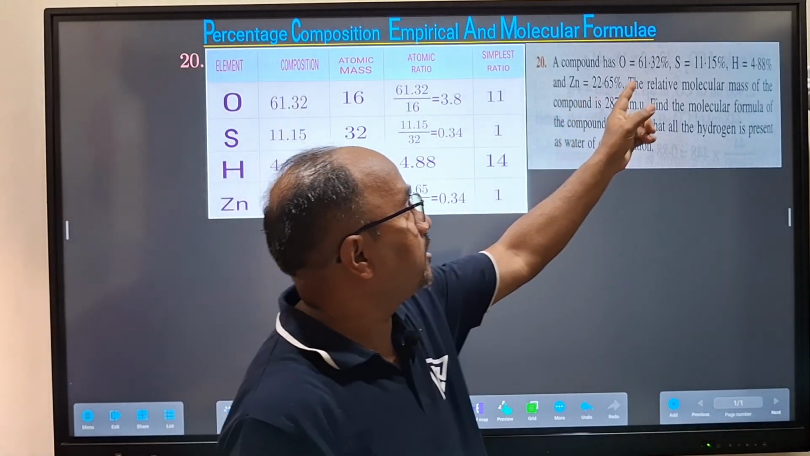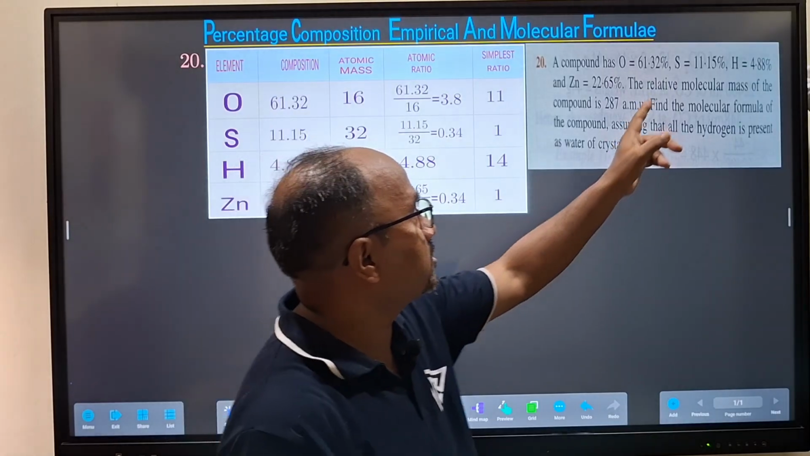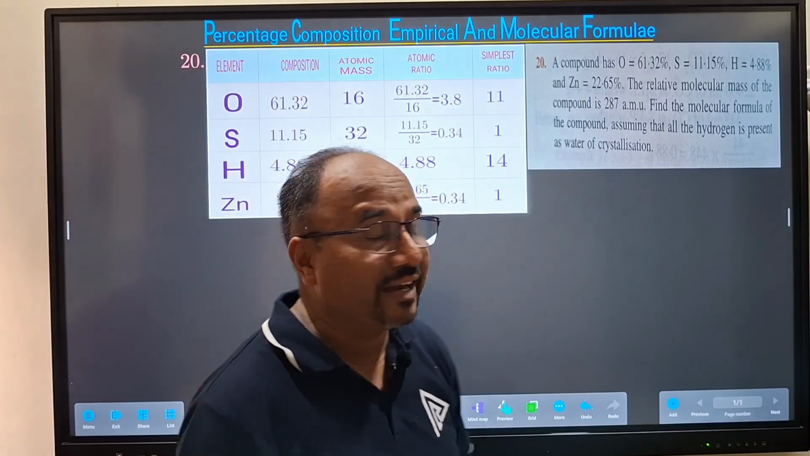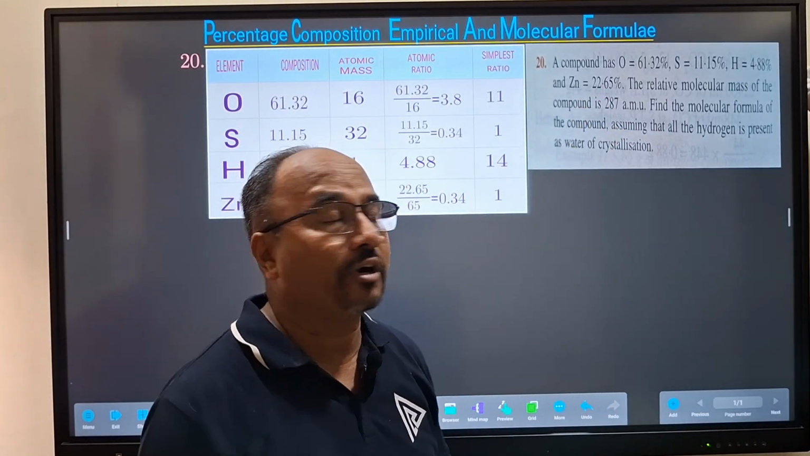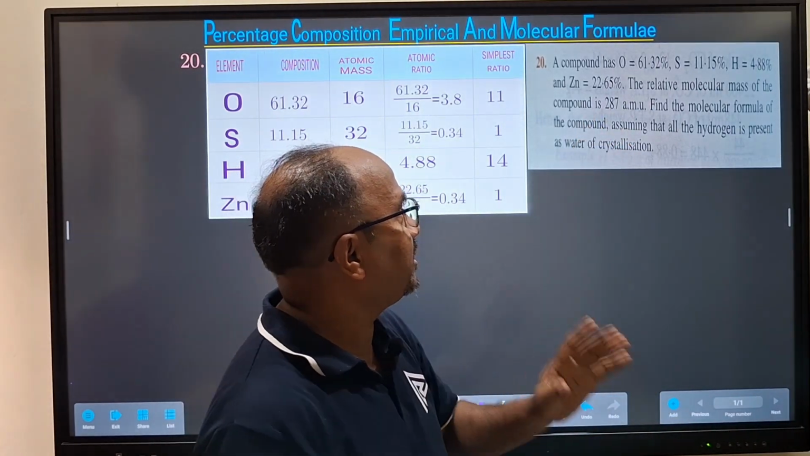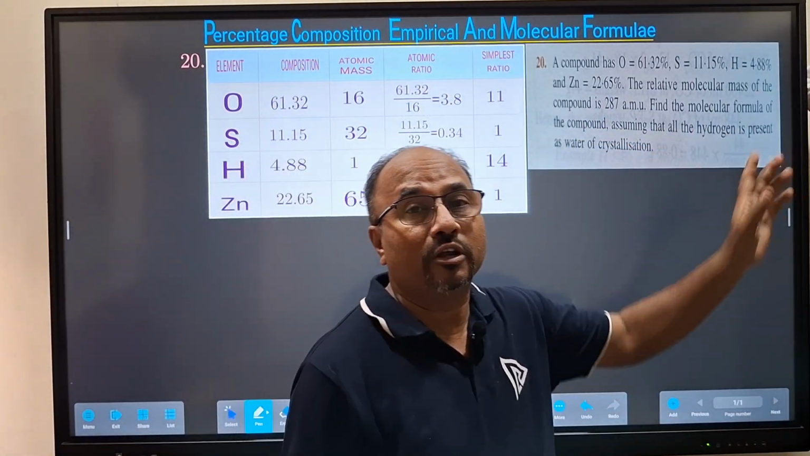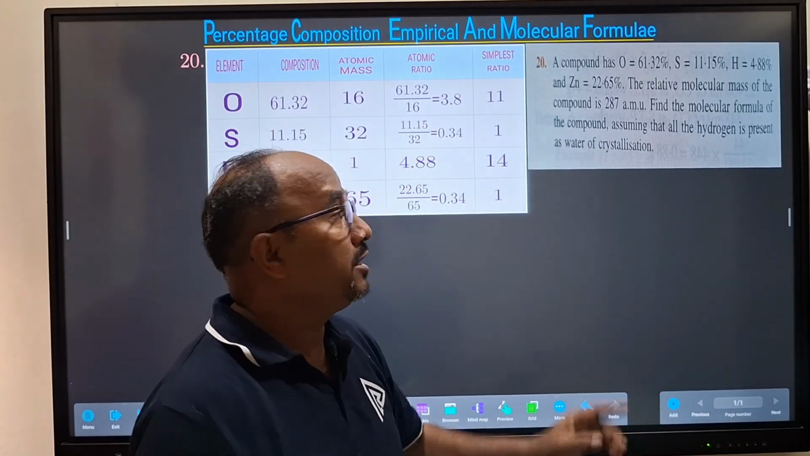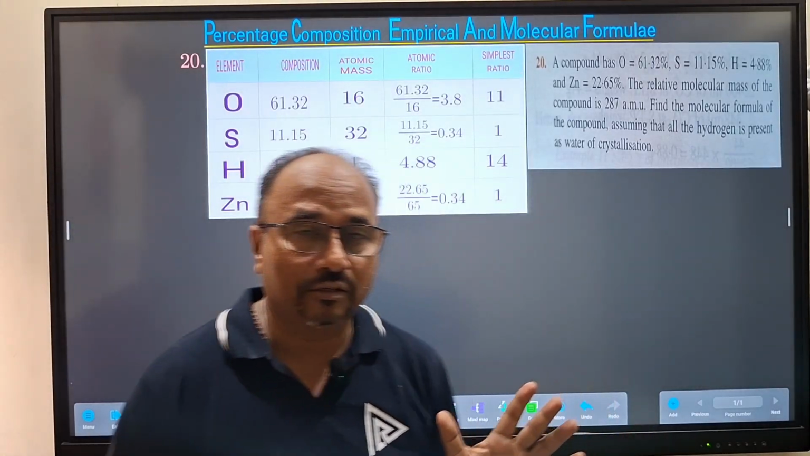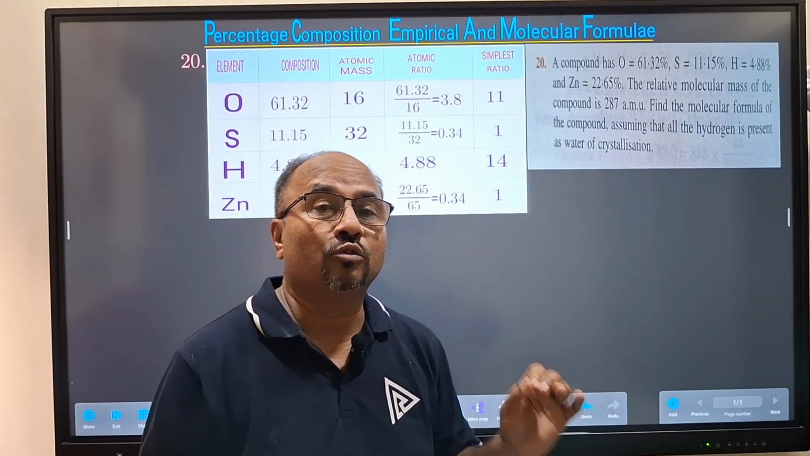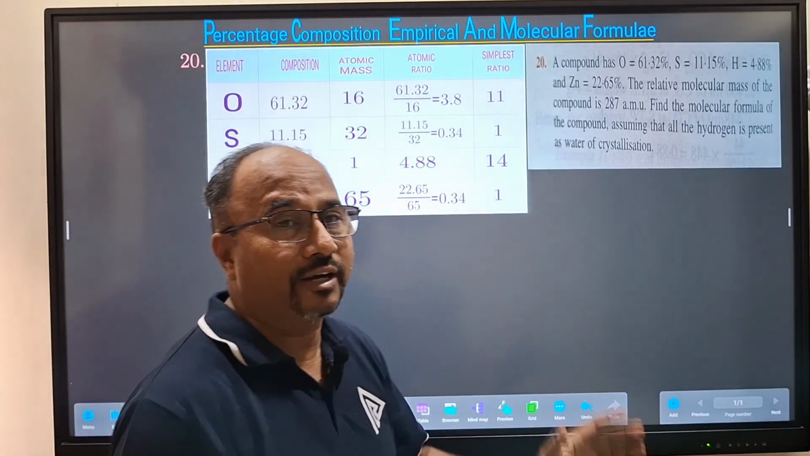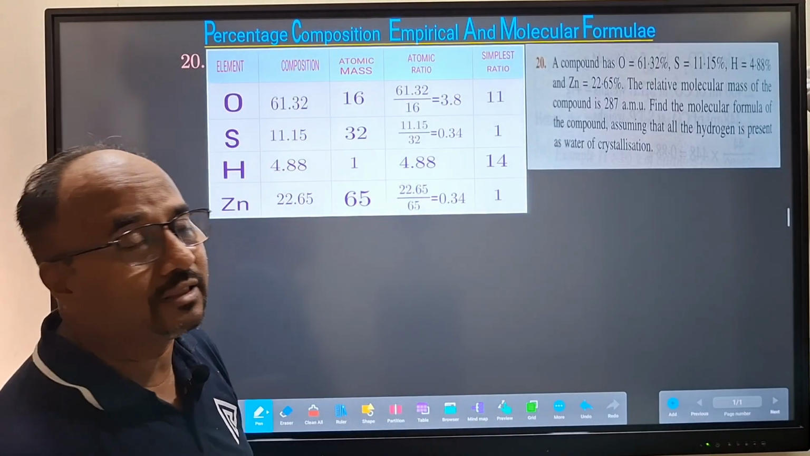It says the compound has oxygen 61.32%, sulfur 11.15%, hydrogen 4.88%, zinc is 22.65%. The relative molecular mass is given as 287 AMU. Find the molecular formula of the compound, assuming that all the hydrogen is present as water of crystallization. So all the hydrogen goes to that water of crystallization. This is a very important part to be understood. So let us take a look into all the things in the table.